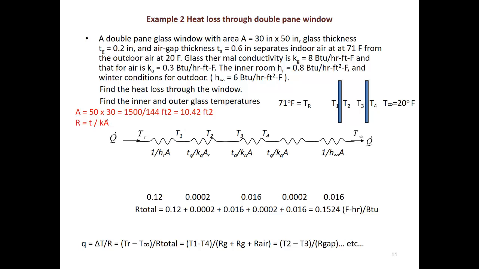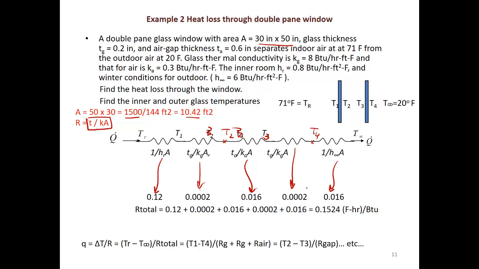So the area is constant for the wall. It's 50 times 30, that's 1500. We'll convert that into foot square, so 10.42. And then we're going to apply this to each individual item right there. So this will be 0.12, 0.016, 0.00 for the glass. This will be for the air. This is the outdoor air, and this is the room.